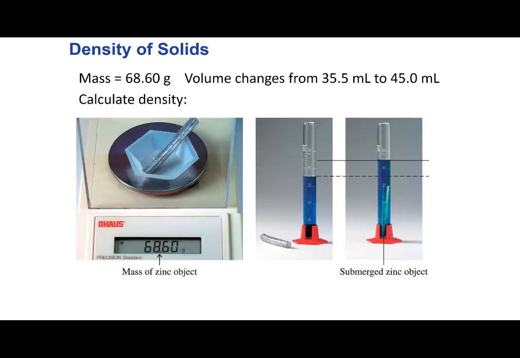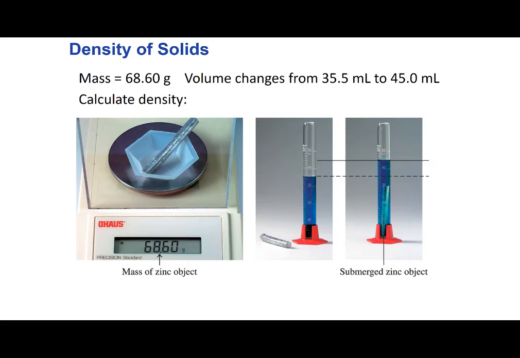In order to determine the density of an object in the lab, we could take that piece of metal, let's say, measure its mass on a balance. In this case, the piece of metal that we're measuring the mass of is zinc. And then we can put that piece of metal in a colored fluid and measure the difference in volume in the colored fluid. In this case, we know the fluid changes from 35.5 milliliters to 45.0 milliliters. We can then calculate the density.